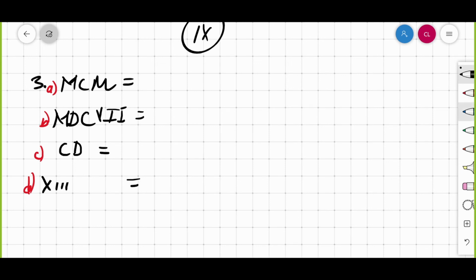What is the answer for D? 13. 13 is correct, because this is what? 10, as in X is 10, plus 3, this is 13.